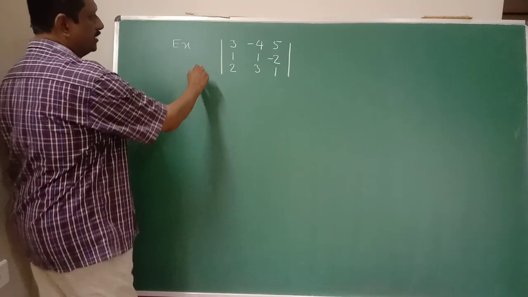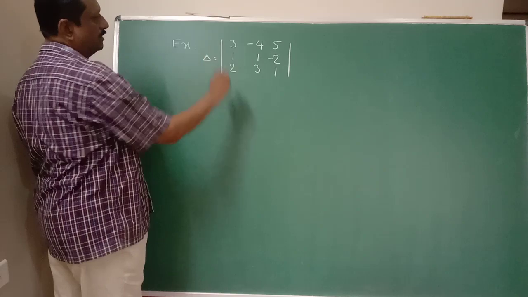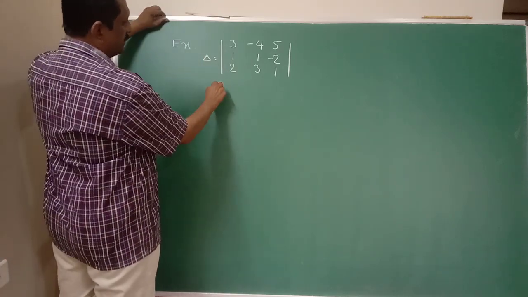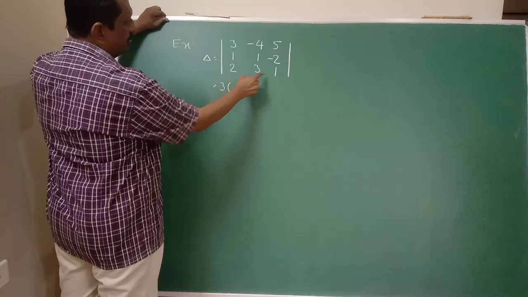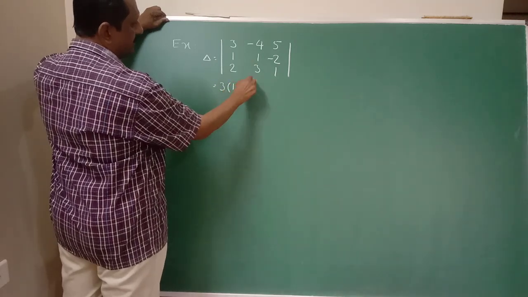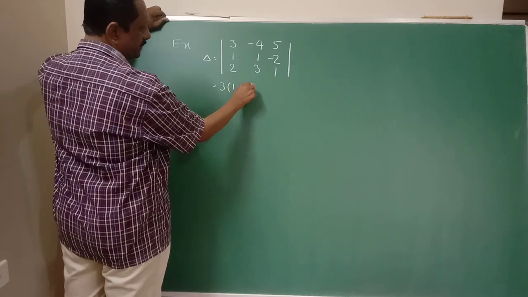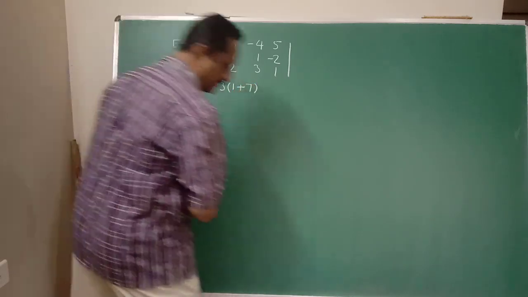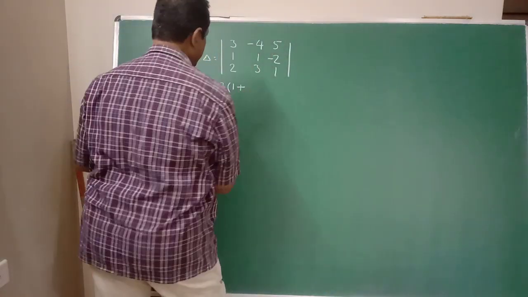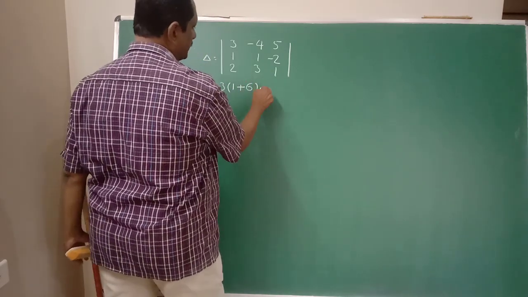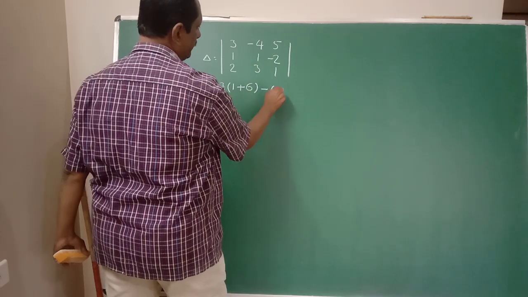Here delta is equal to the determinant. Just expand it here. 3 into 1 into 1 becomes 1 minus 3 2s are 6, so 1 minus 6, minus minus becomes plus 7. Okay, 3 2s are 6 here. So it is plus 6 minus of minus 4 here.